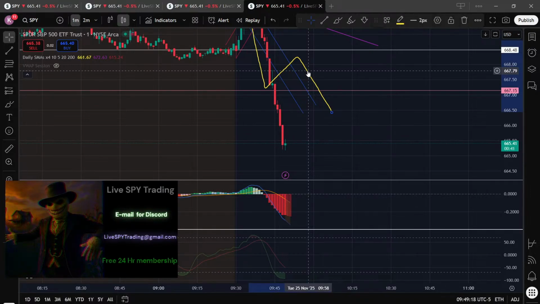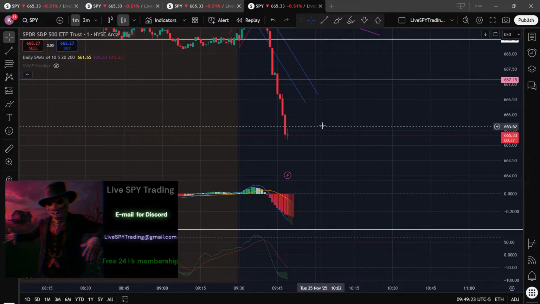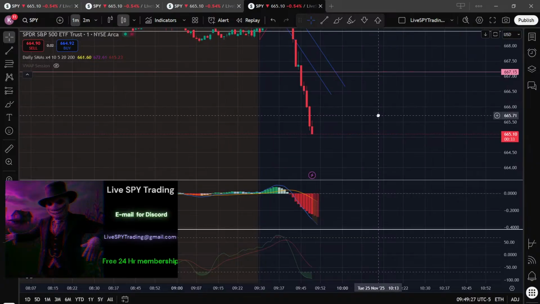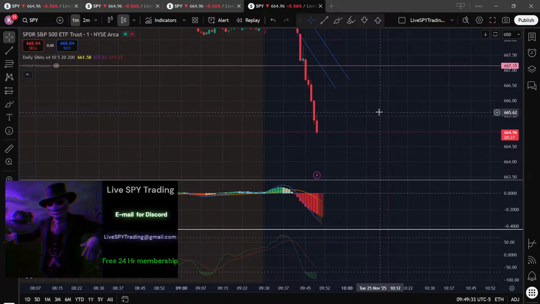All right, let's look for the pullback here. Actually, we still got room. The leg's still far apart. The leg's still got room. This is where you implement your exit strategy. This is the perfect environment to implement your exit strategy.